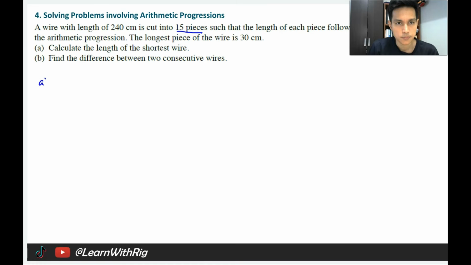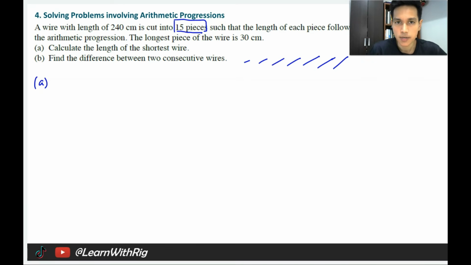So question A. First thing, you want to know what all this data is. You have a sequence of lengths, the length of the wire. So you have a short one, then longer, longer, and so on. It keeps on increasing, correct? So that's your sequence. One thing you know is there are 15 pieces. Arranged from the shortest to the longest, the longest one is 30.